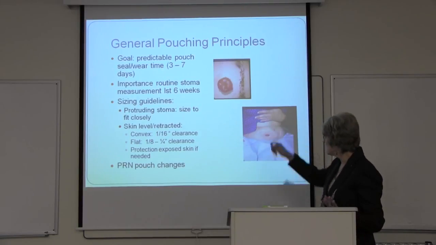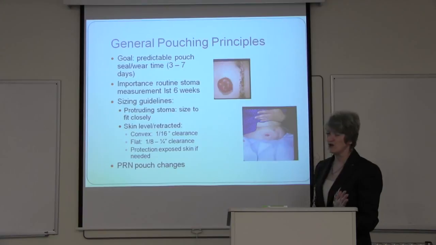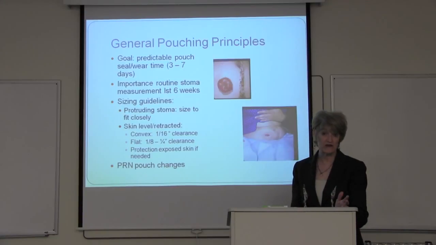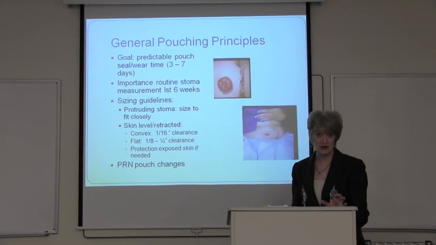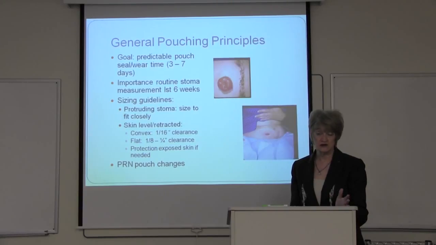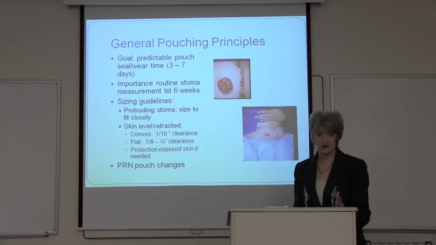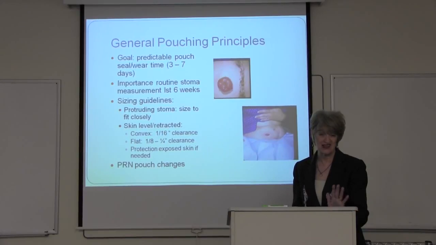Now, obviously, we know that the stoma starts out swollen. It's going to shrink down over the first 6 weeks post-op. So we want the patient to resize their stoma at each pouch change, or at least every week, until their stoma stops shrinking. And how do they know it stops shrinking? It stays the same for 2 to 3 measurement periods. Then they can stop measuring.